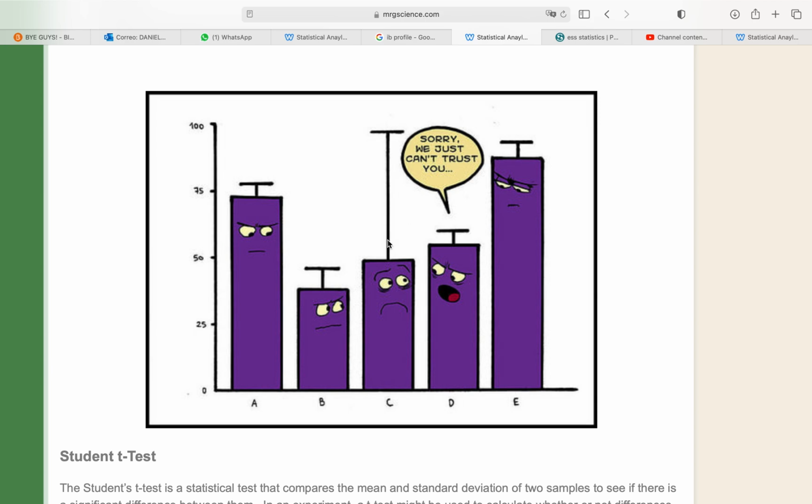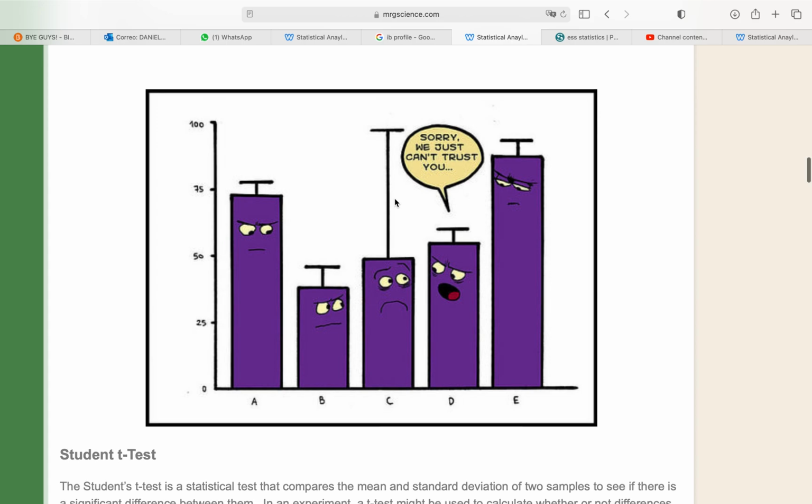But what is happening with this bar that is showing here? That is the standard deviation or error bar. So it's too high, and that means that the data that was collected in this experiment is not following a pattern. Okay, so something is happening. Maybe it's not affecting, it's too high, the data is too spread. Okay, that is not good in science.